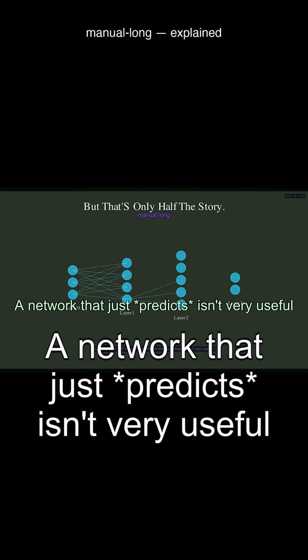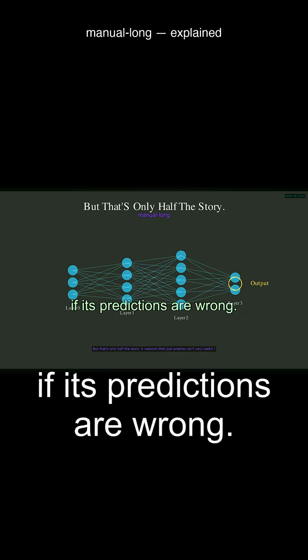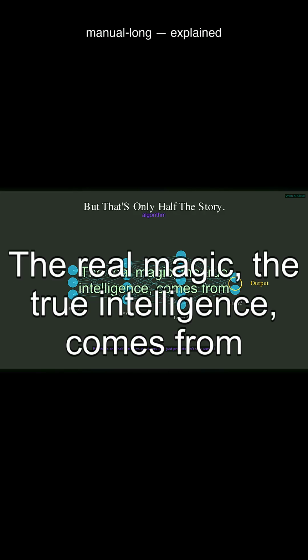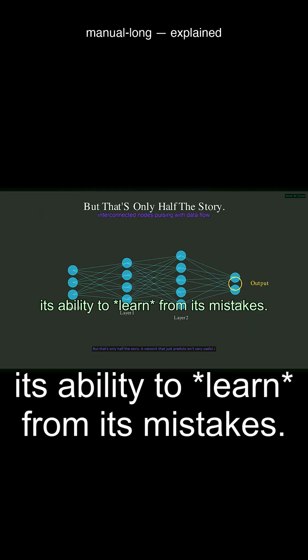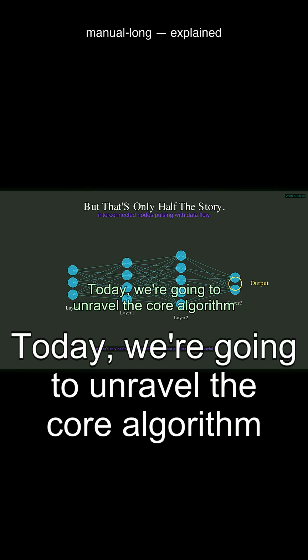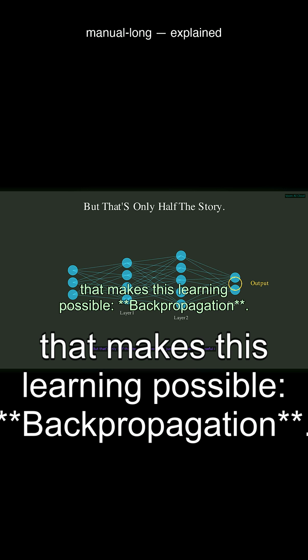A network that just predicts isn't very useful if its predictions are wrong. The real magic, the true intelligence, comes from its ability to learn from its mistakes. Today, we're going to unravel the core algorithm that makes this learning possible: backpropagation.